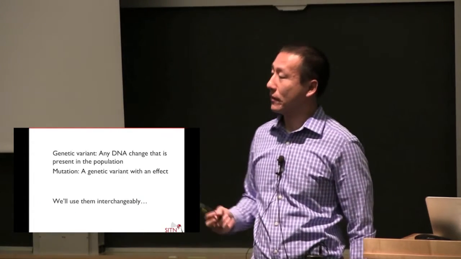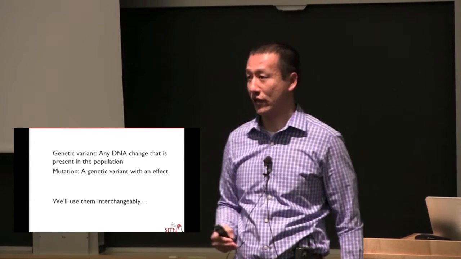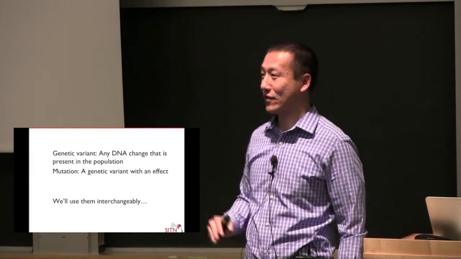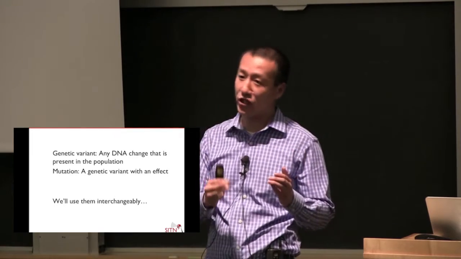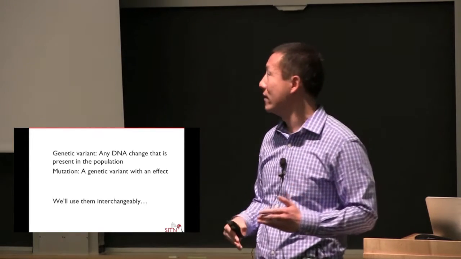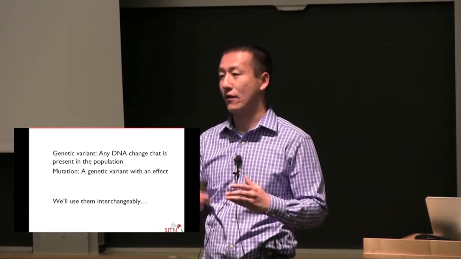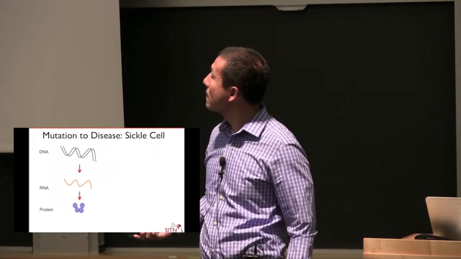There are 2 terms that we're going to throw around a lot today and throughout the rest of the talks, and that's genetic variants and genetic mutations. Scientists all kind of disagree on exactly what these terms mean, so today we're going to use them completely interchangeably. Genetic variants is any DNA change that's present in the population. And the mutation, we're going to call it a genetic variant with effect. So a genetic mutation is a subset of genetic variants, and we'll use them completely interchangeably today.